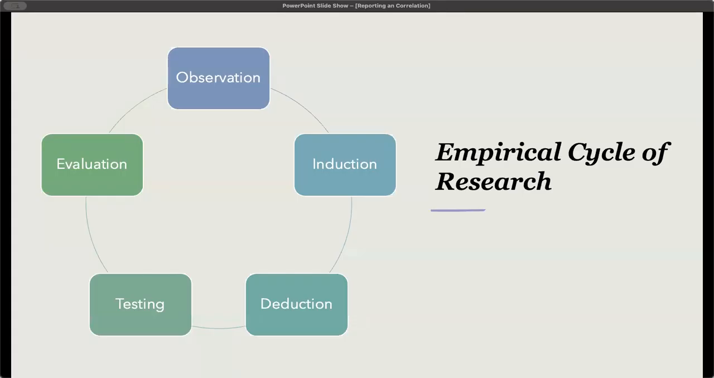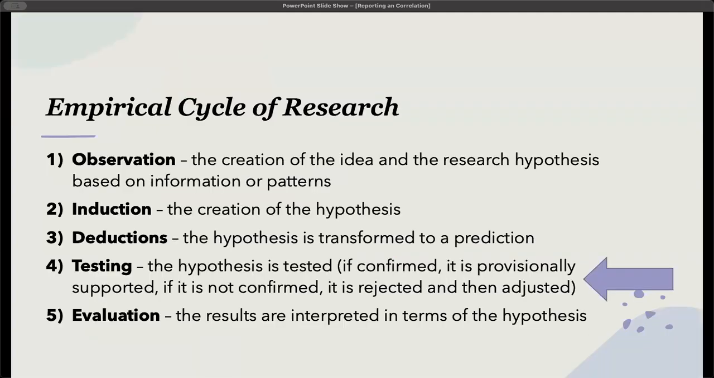So again, let's look at the empirical cycle of research. We have observation, induction, deduction, testing, and evaluation. Observation is our background section. This is where we create the idea and the research hypothesis based on information or patterns. Induction is the creation of the hypothesis that appears at the end of the background information section. Deduction, we transform the hypothesis into a prediction and we look at how we're going to test this.